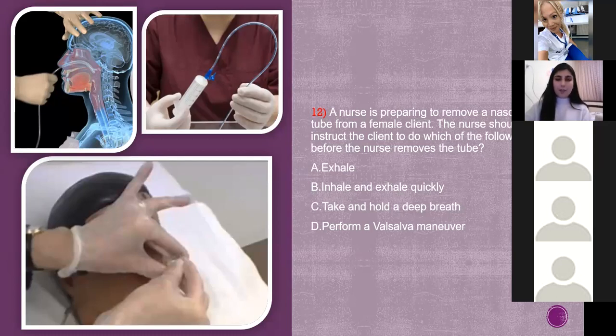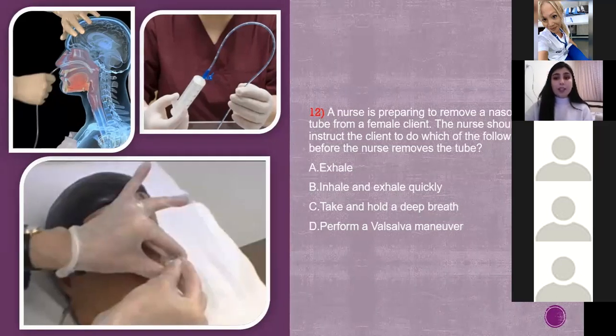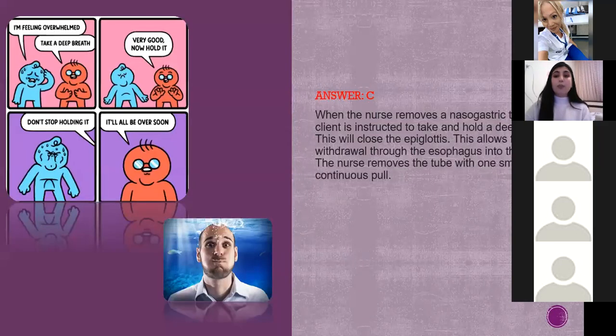The answer is C. When the nurse removes a nasogastric tube, the client is instructed to take and hold a deep breath. This will close the epiglottis. This allows for easy withdrawal through the esophagus into the nose. The nurse removes the tube with a smooth, continuous pull.